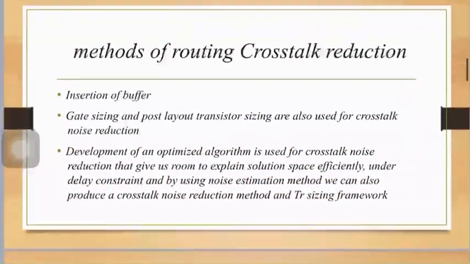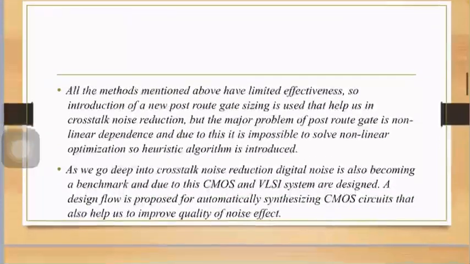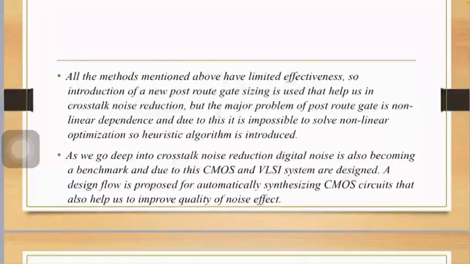Here are the methods of routing crosstalk reduction. Buffer insertion, gate sizing, and post-layout transistor sizing are also used for crosstalk noise reduction. Development of an optimized algorithm is used for crosstalk noise reduction that gives us room to explore the solution space efficiently under delay constraint, and by using a noise estimation method, we can also produce a crosstalk noise reduction method and TR sizing framework. All the methods I mentioned above have limited effectiveness, so a new post-route gate sizing is introduced that helps us to reduce crosstalk in highly complex circuits which are used in today's modern era.